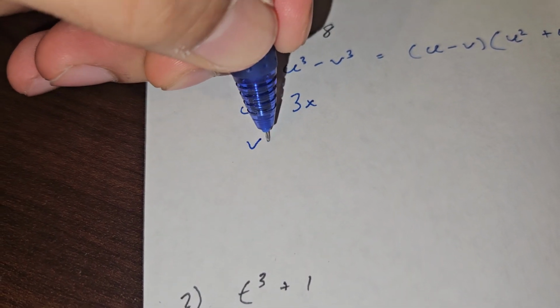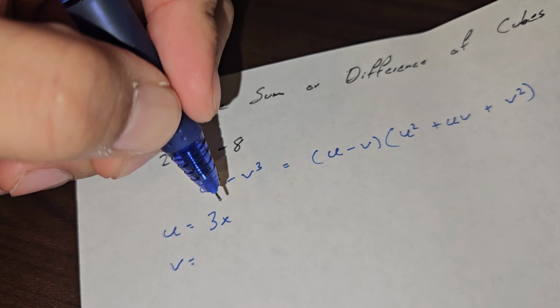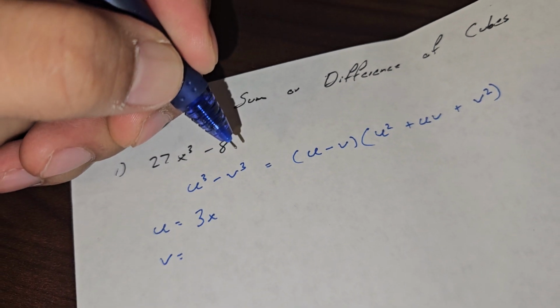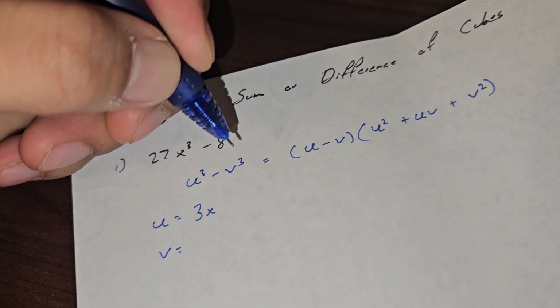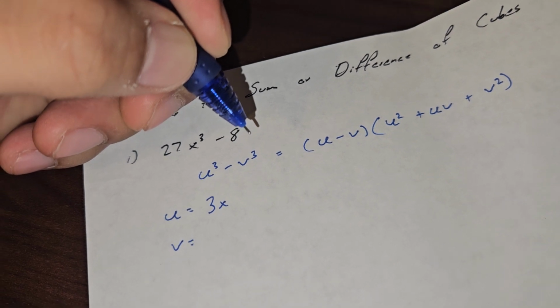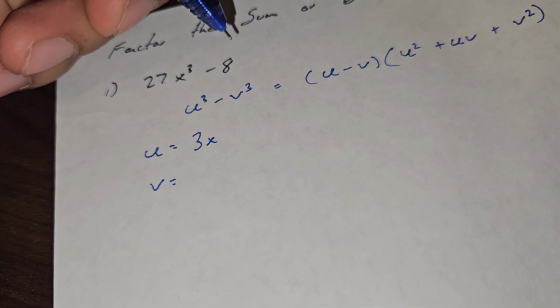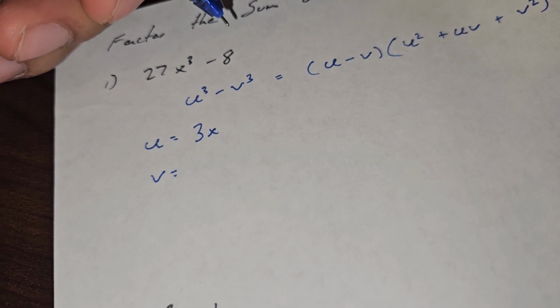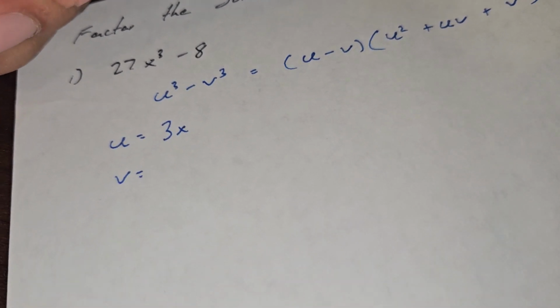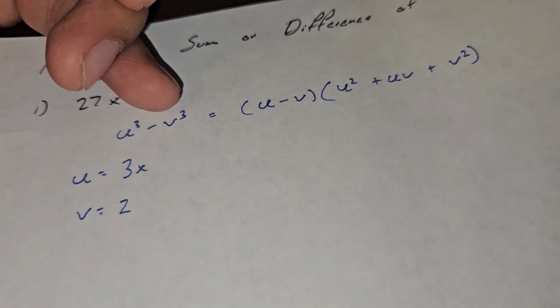Let's find our v, which is basically the same thing. In this case, let's just ignore the negative right now. But what multiplied by itself 3 times will give us 8? It's going to be 2, right? 2 times 2 times 2 is 8. So now we can go ahead and plug these values into our formula.